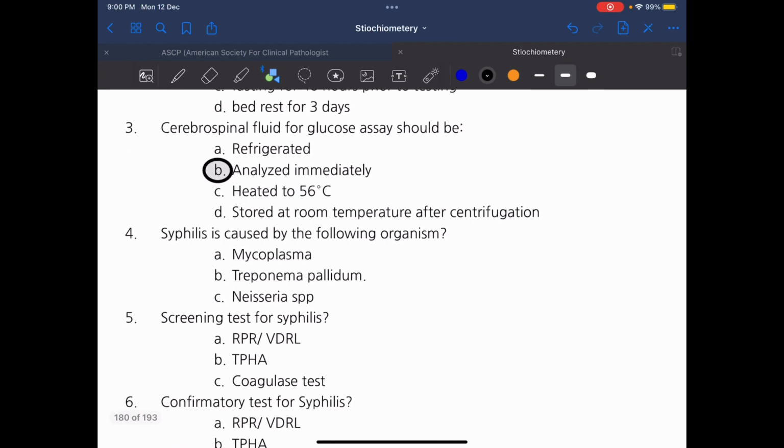Fourth question. Syphilis is caused by the following organism: Mycoplasma, Treponema pallidum, or Neisseria species. Syphilis is caused by Treponema pallidum. So the correct answer is B.